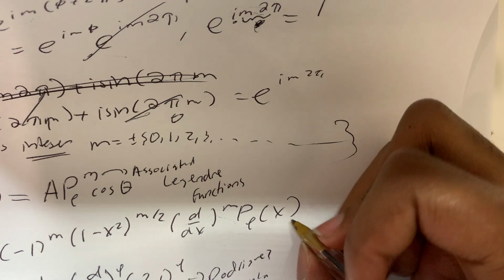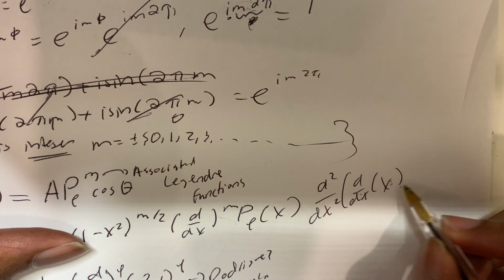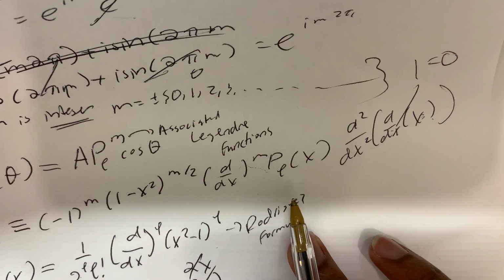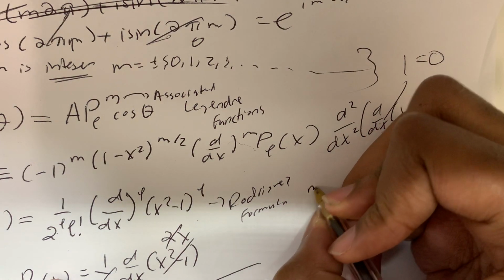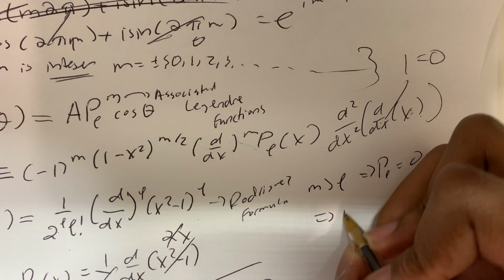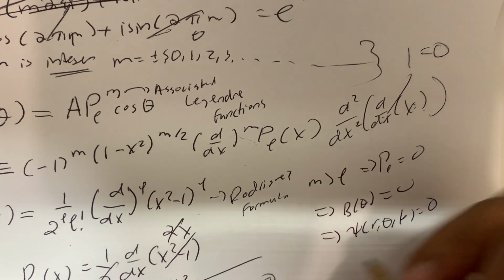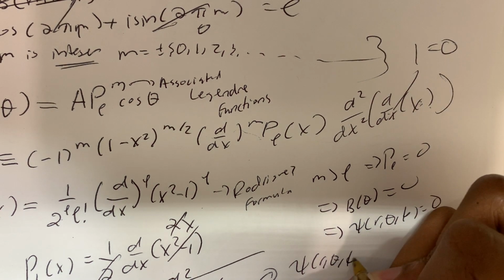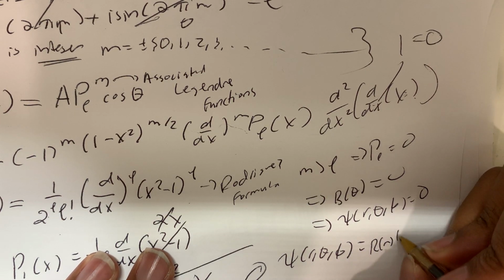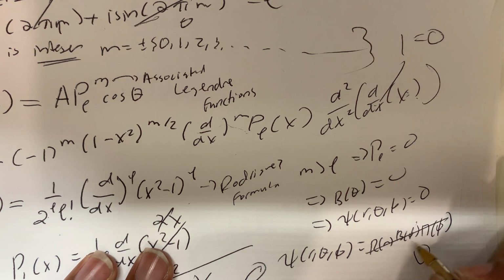Like if I have some second derivative acting on the first order of x, these are both first order, this is going to be 1, but this is going to be 0, right? So a higher derivative acting on a smaller derivative is always going to be 0. This implies that if m is greater than L, then P of L will be 0, which then implies that P of theta equals 0, which then implies that our wave function itself is 0. Hence our wave function, psi of r theta phi, that is R of r times P of theta times Phi of phi, is 0. The whole thing is 0, right?